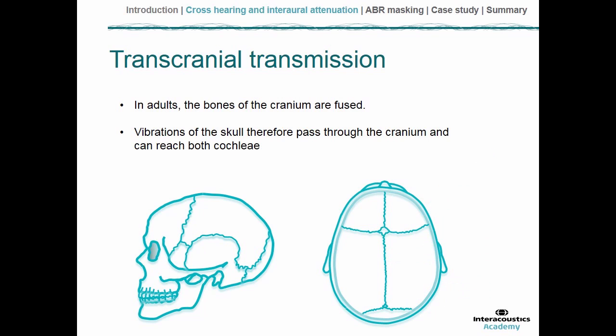And so what that means is that as the skull vibrates, those vibrations can be passed through the different plates of the skull, and they reach all the different parts of the cranium. Now, this is very important because, of course, the ears, the cochleae, are encased within the temporal bones of the skull, and so those vibrations will pass through the cranium and reach both cochleae.